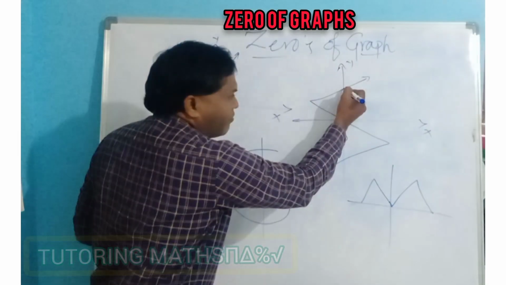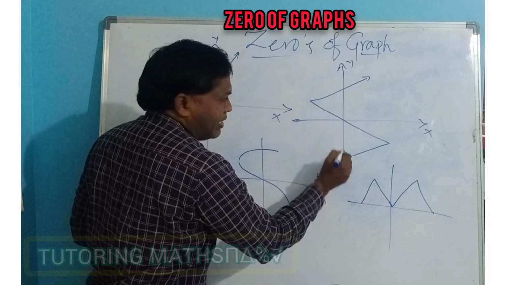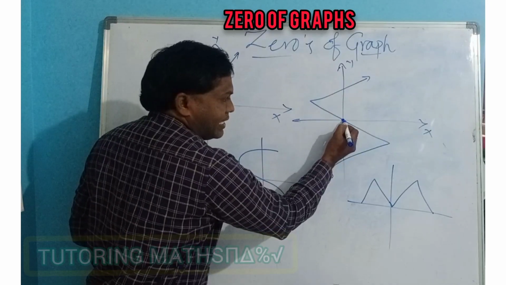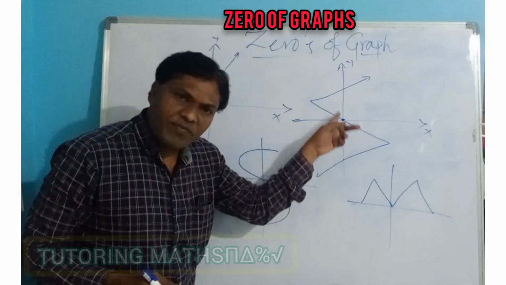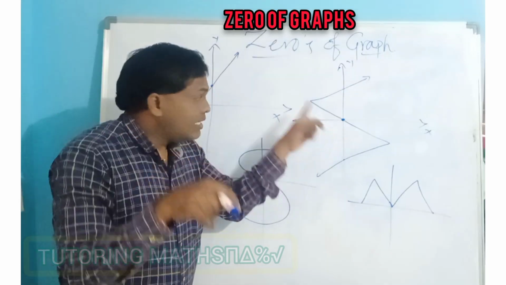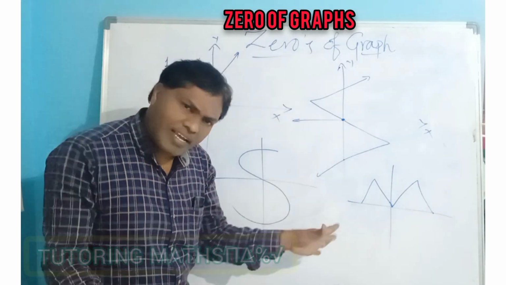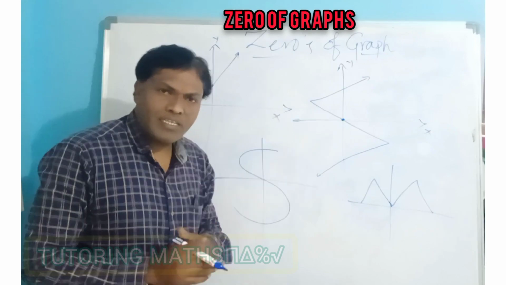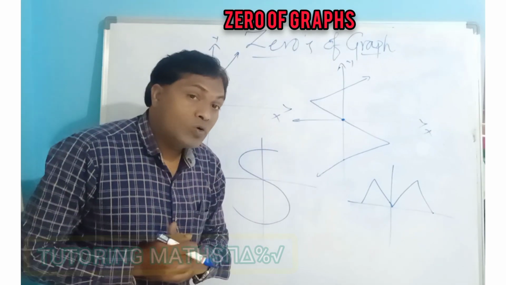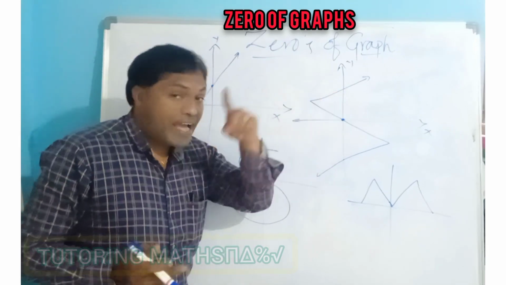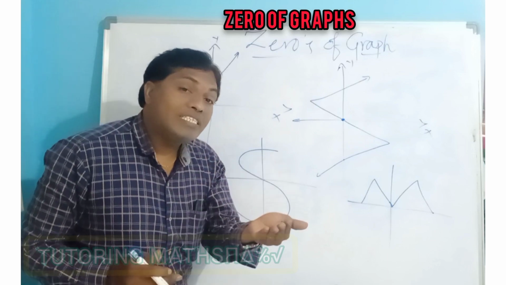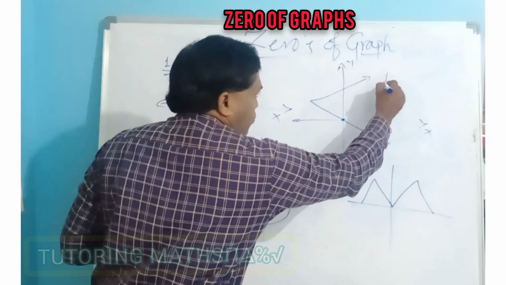This graph is intersecting y-axis here and here, but x-axis here. It is intersecting x-axis and y-axis at the same point. But is it intersecting x-axis or not? Yes, absolutely it is intersecting x-axis. Therefore, how many zeros? This graph has zeros, but how many zeros? 1 zero.